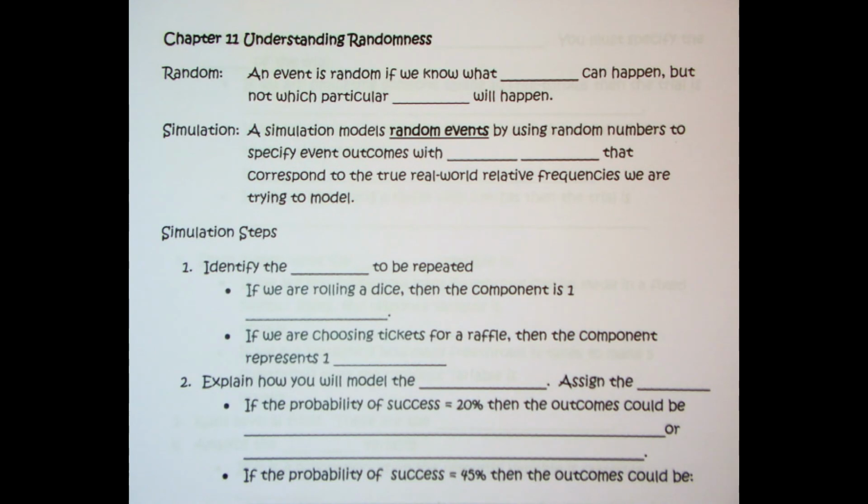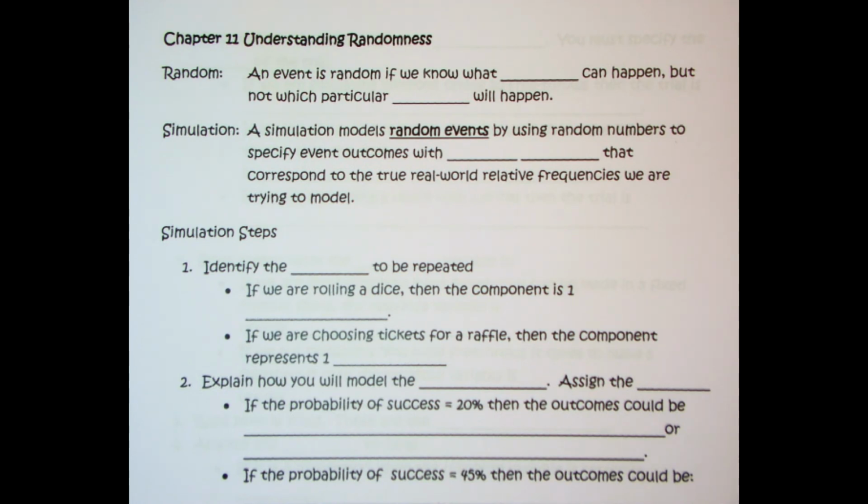Alright, so as we start chapter 11, what does random mean? Well, randomness is not chaos. People think of random as just a total chaotic event. Well, that's not what randomness is. Like you step out and you got struck by lightning. That's not randomness. Okay?